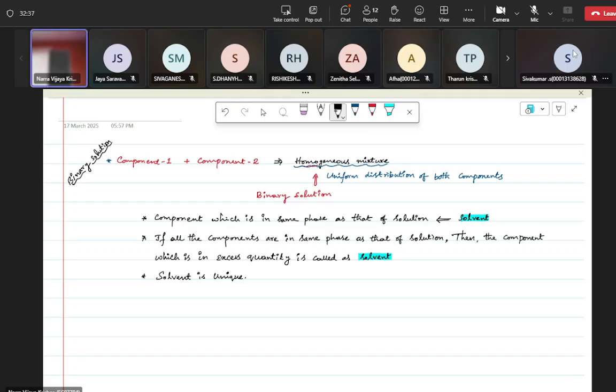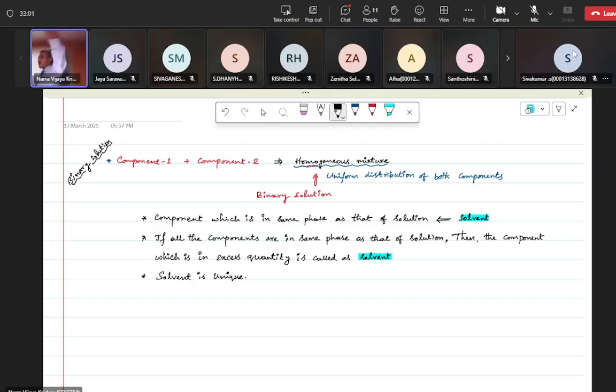So assume it is a solution now, correct? All are in the same phase. What are their phases? Gaseous phase. Air is also gaseous phase. Now tell me which is in excess in quantity. So which is solvent in air? Nitrogen is solvent, then oxygen is solute. So we are surviving on solute. Correct or not? Respond, sir.